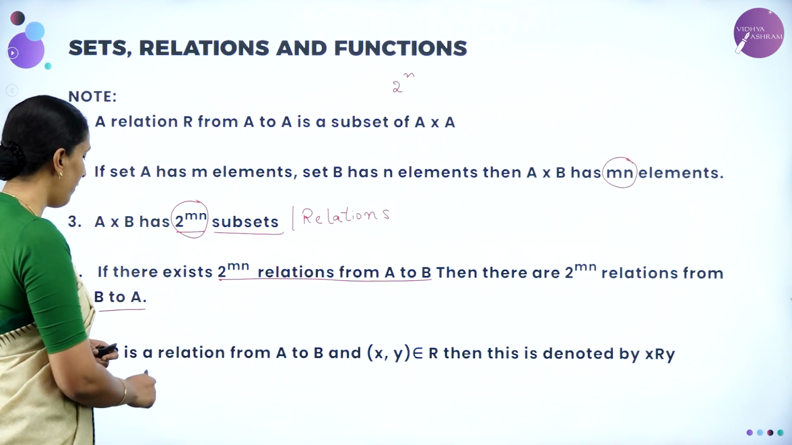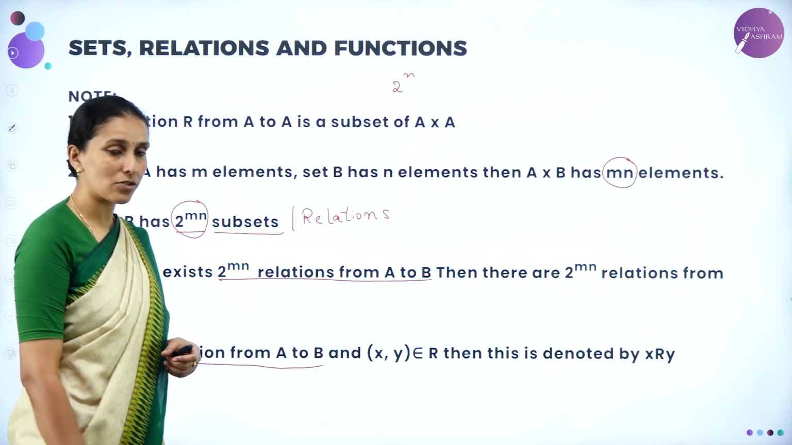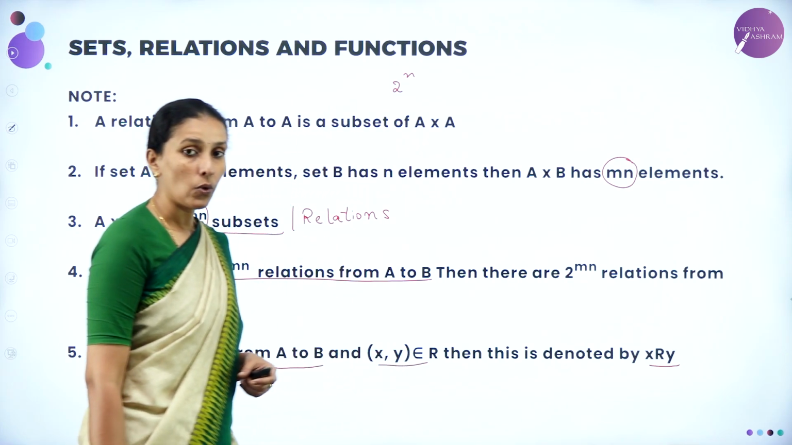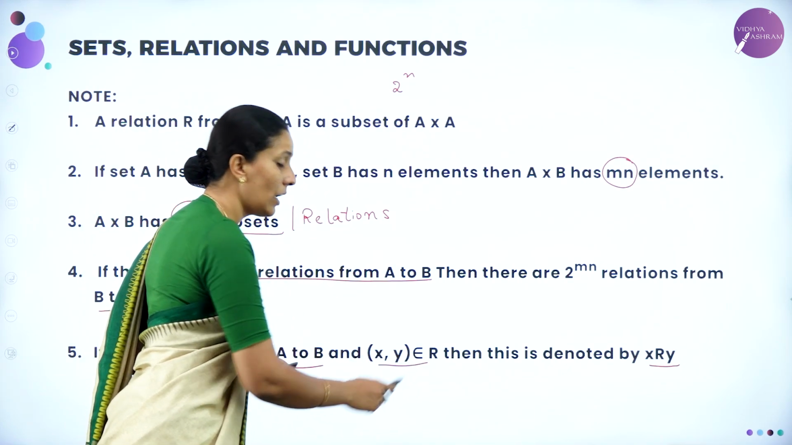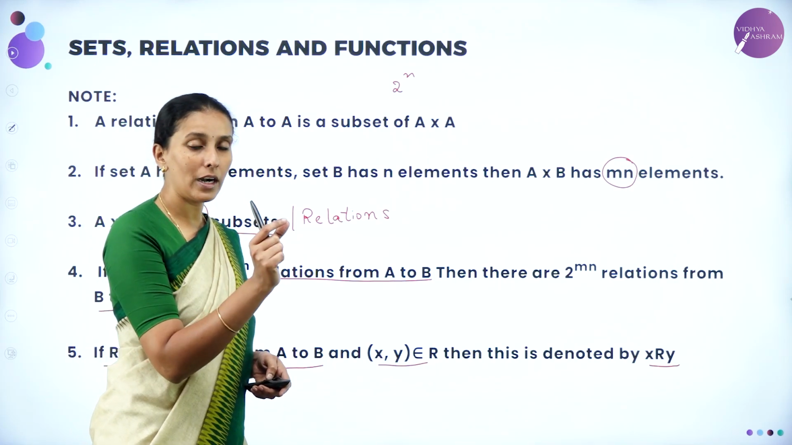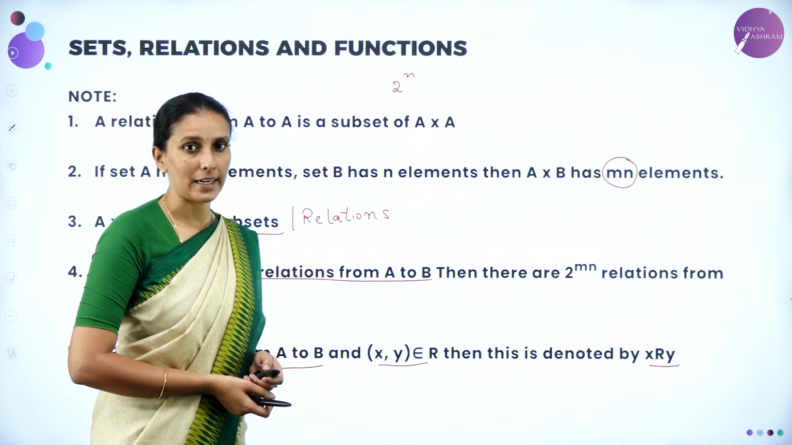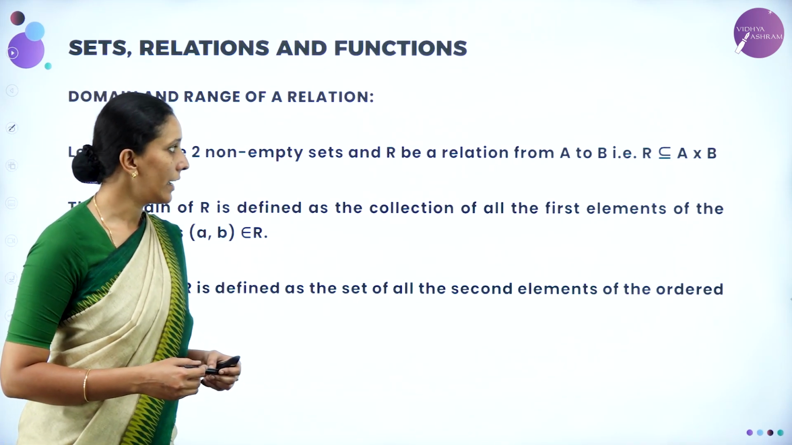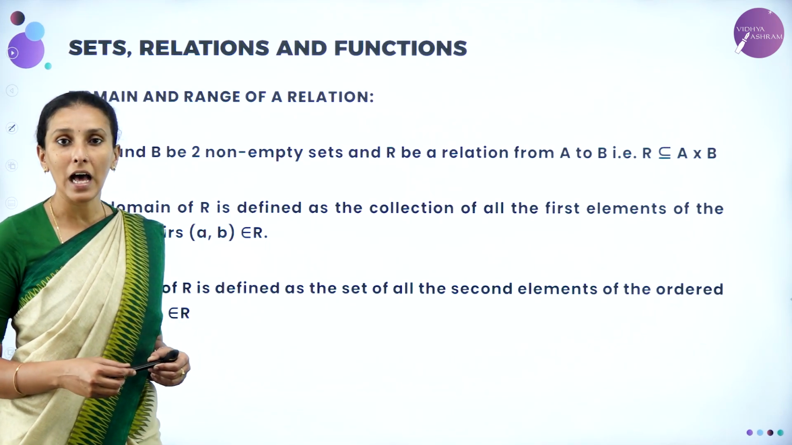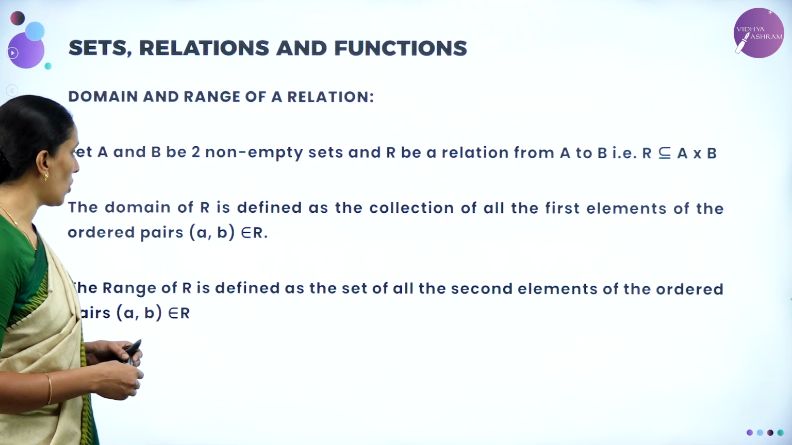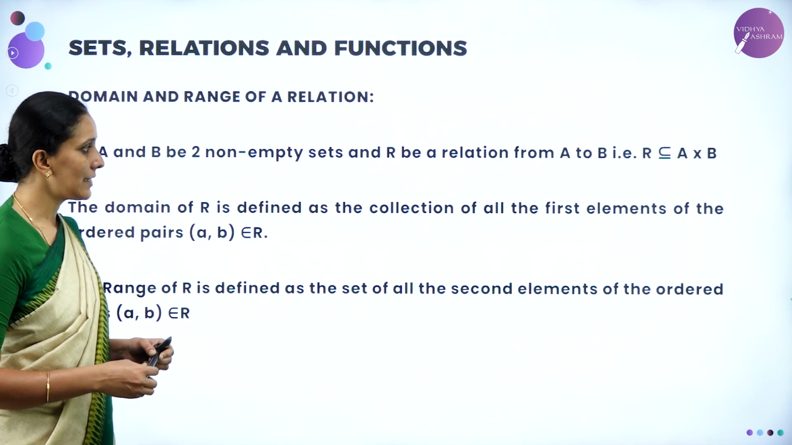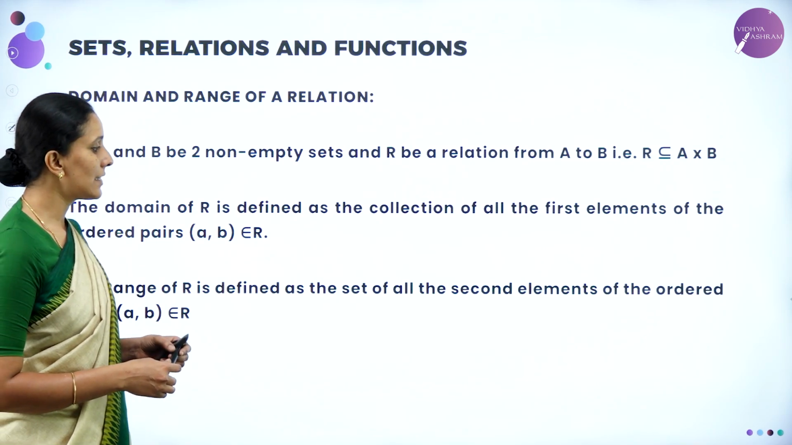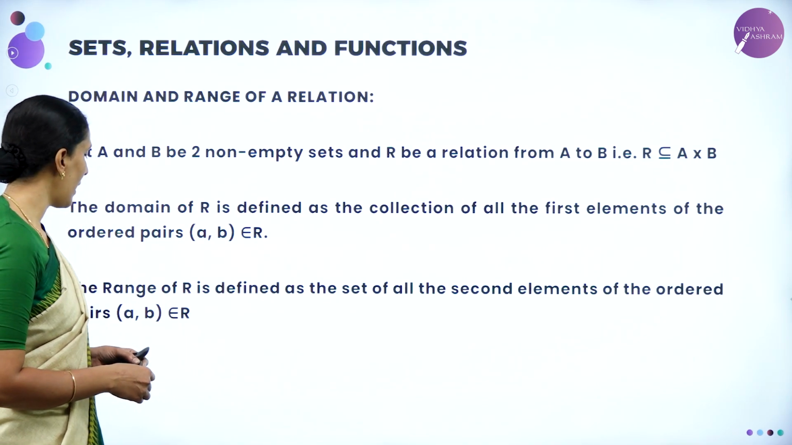If R is a relation from A to B and (x, y) belongs to R, we always write it in the form x R y. So x R y means (x, y) belongs to R. That means the ordered pair belongs to the relation set. Domain and range of a relation. Let A and B be two non-empty sets and R be a relation from A to B, then R is a subset of the Cartesian product A cross B. The domain of R is defined as the collection of all the first elements of the ordered pairs. The range is defined as the collection of all the second elements of the ordered pairs (a, b).